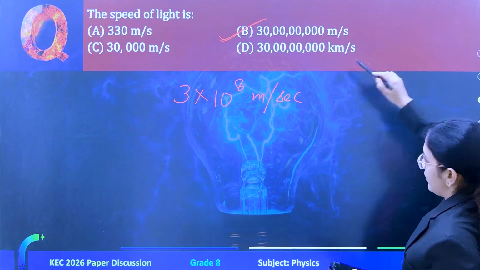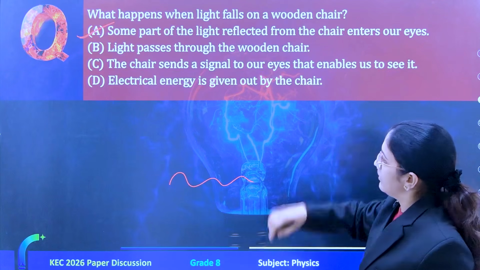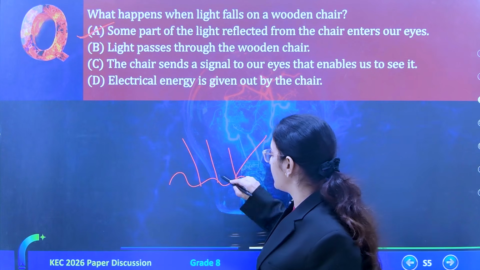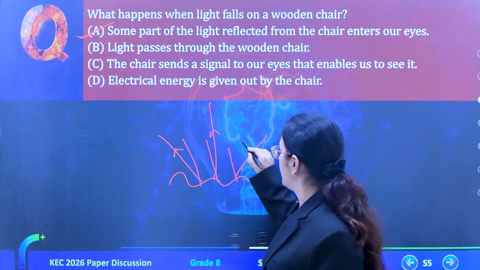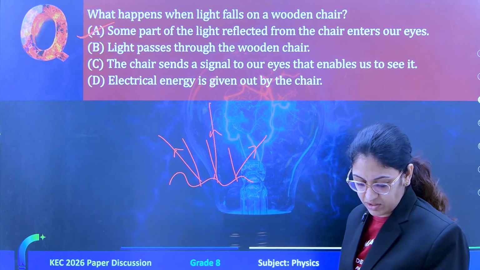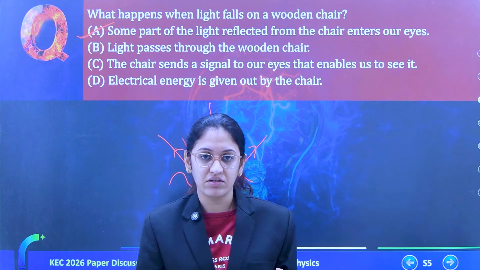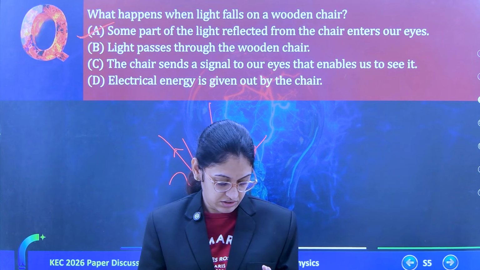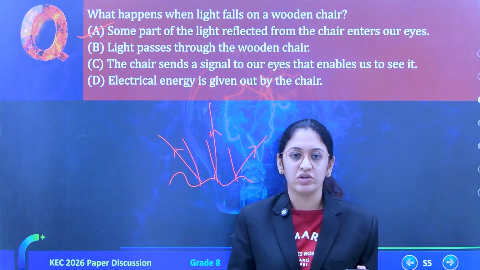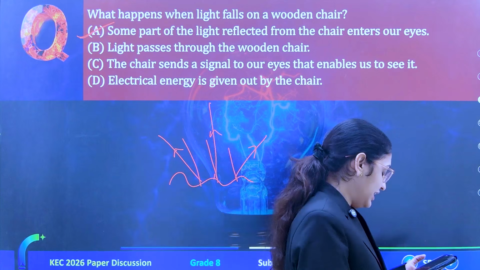Next question. 3 into 10 raised to power 8. 8 zeros. So option B. A chair is a diffuse surface. So rays coming will get reflected but in different directions. So some part of light gets reflected from the chair also. So option A. Any doubt till question number 3? Clear? An irregular surface is known as a diffuse surface. A diffuse surface also reflects light. So option A is the correct answer. Clear? Can I go to the next question?